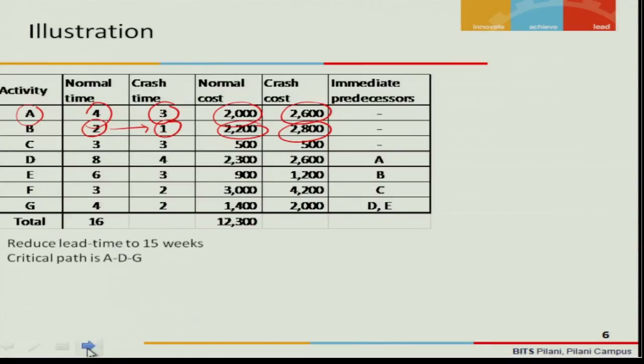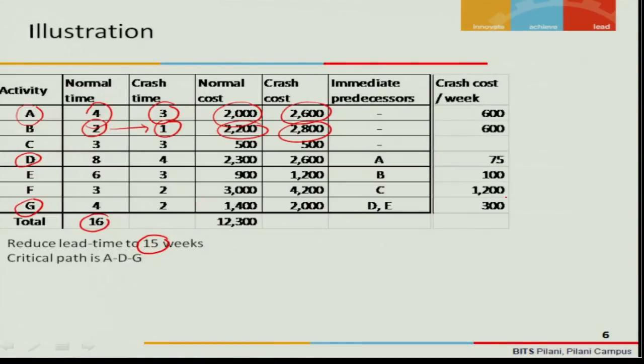Now the total time is 16 weeks is what is computed. Again, based on this time, the predecessors, etc., we have computed the critical path, and the critical path is A, D, G. A, D and G is the critical path. And we have found that the time is 16 weeks. What is expected is that we need to reduce the 16 weeks to 15 weeks, which means that we have to crash it by 1 week. Which activity should we crash is what we should find out.